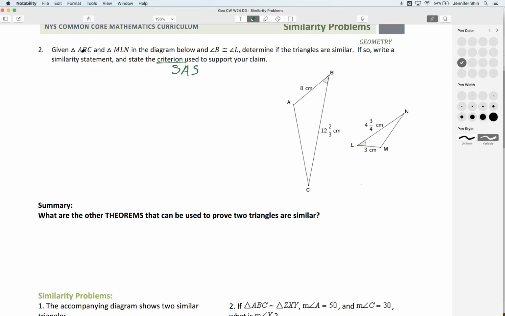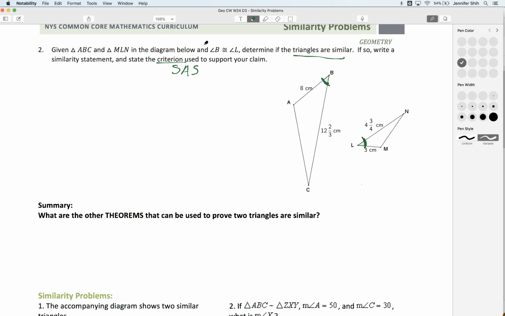So given that triangle ABC and triangle LMN exist right here, and that angle B is equal to angle L, do me a favor, if you haven't marked on your paper that angle B is equal to angle L, go ahead and mark it up. That's right. Mark up the figure, and then determine if the triangles are similar. How are we going to determine that the triangles are similar? We're going to use the criterion.